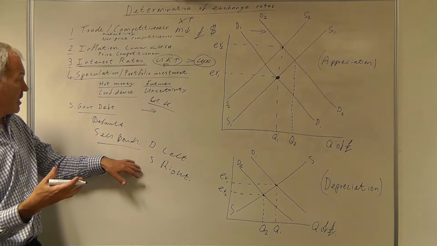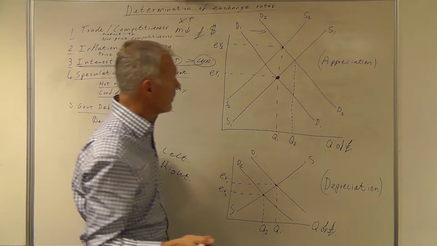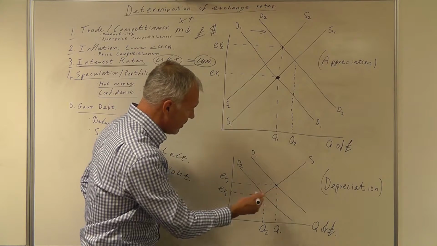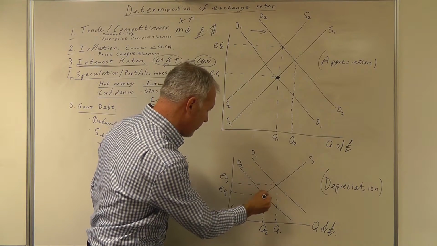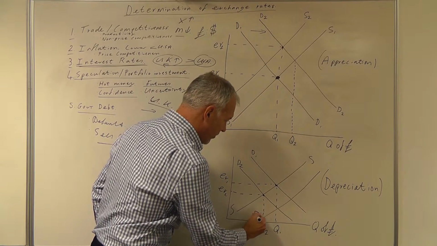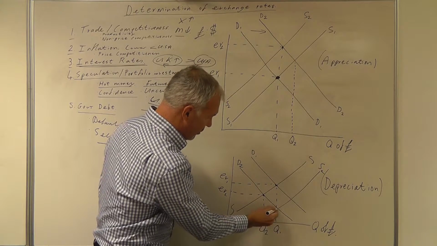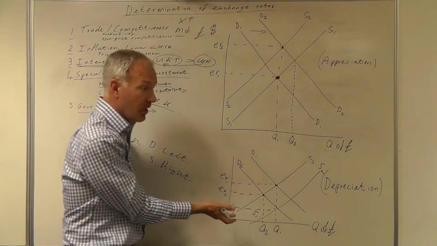resulting in a depreciation of the currency. As we can see in this diagram here, the demand curve shifts to the left, and we could of course shift the supply curve to the right and show a depreciation of the currency.